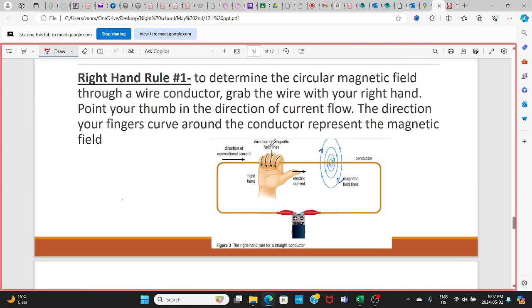Here, we're assuming that the positive charges are moving to the right. Because look at that, it's from positive to negative. It means this is the direction of the conventional current, the direction of the positive charges.